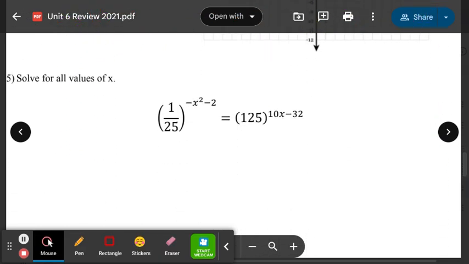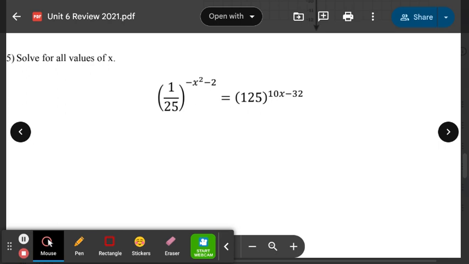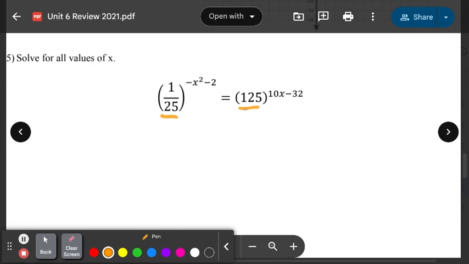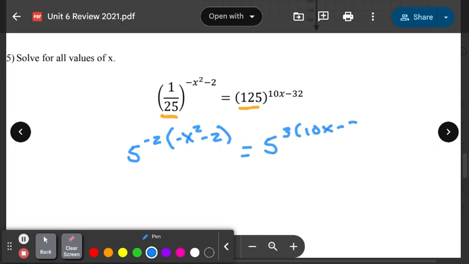Down here to solve, when you're solving in this unit where the x is in the exponent, you have to get common bases. 1/25 and 125. I'm going to do a common base of 5. So 5 to the -2 is 1/25. And then I'm going to distribute the rest of that exponent. And 125 is 5 to the 3. And I have 10x minus 32. So, lines are pretty good.